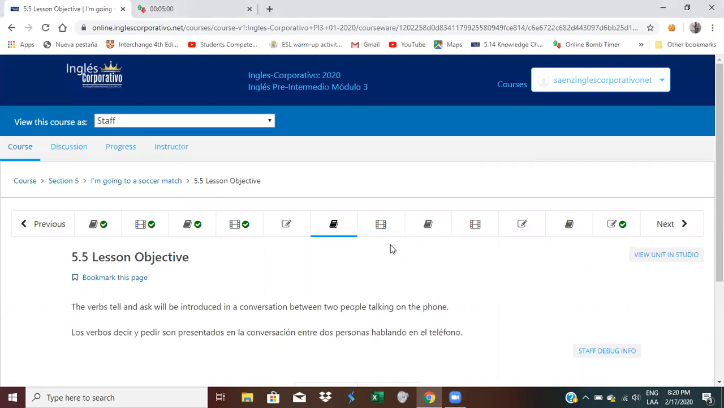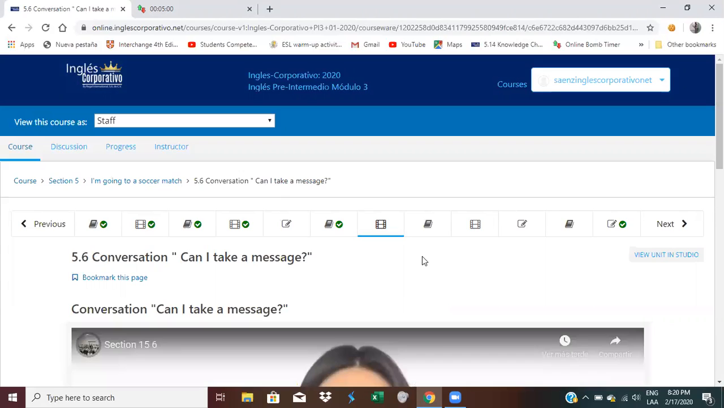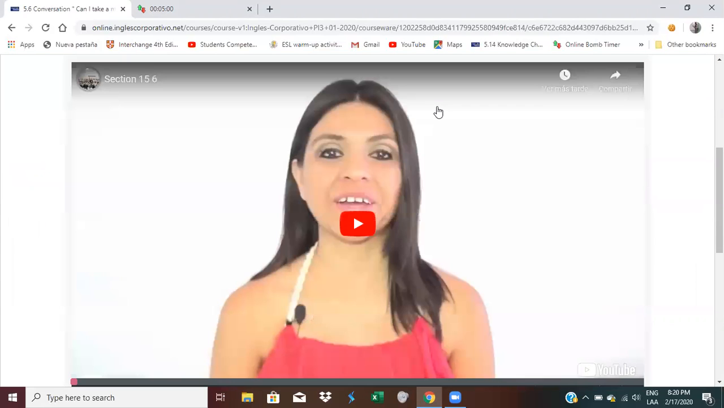Section 5.5. The verbs tell and ask will be introduced in a conversation between two people talking on the phone. Los verbos decir y pedir son presentados en la conversación entre dos personas hablando en el teléfono. 5.6, conversation. Can I take a message? Listen, please.